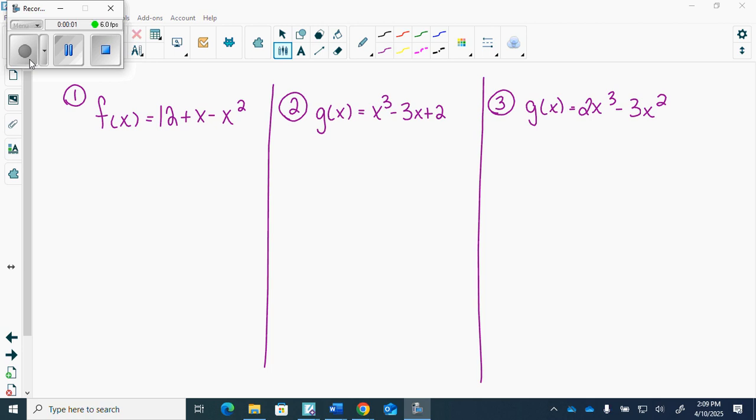Let's look here. So we have the equation, correct? Can everyone type that into their calculator, please?